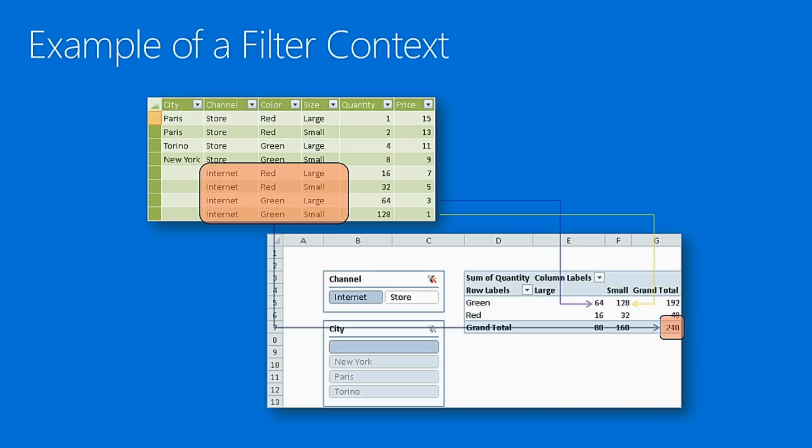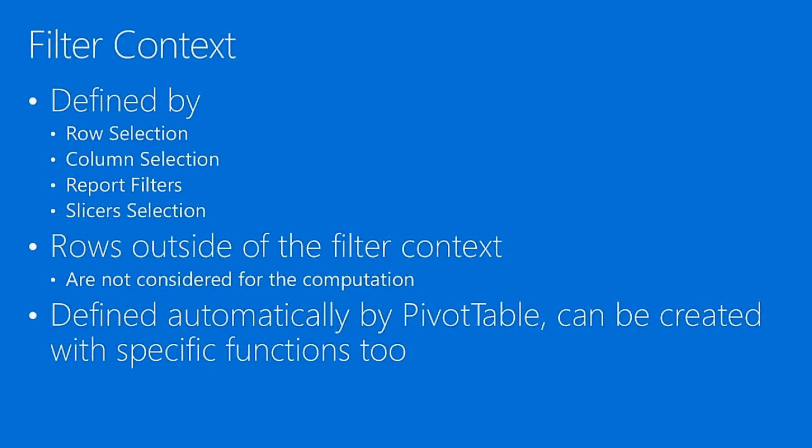And from a theoretical point of view, every cell of your pivot table or your report is computed during a scan of the model in a different filter context. Make sense? Yeah. Cool. Now, the filter context is defined by what you put on the row, what you put on the column, field, report, and slicer. Anything which is outside of the filter context simply does not exist. It's not there. You cannot see it in any way.